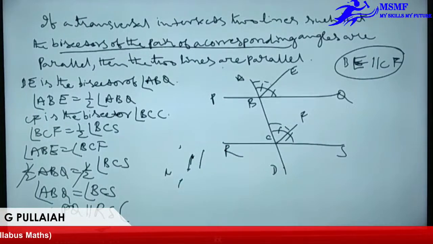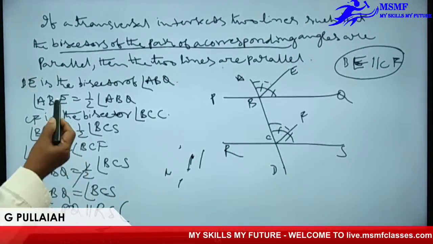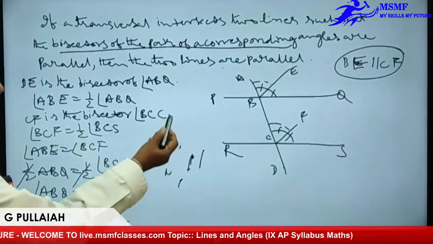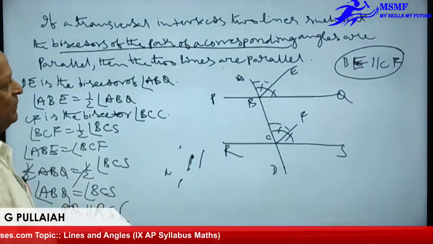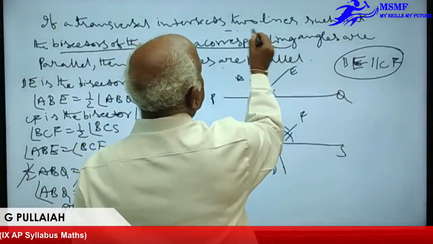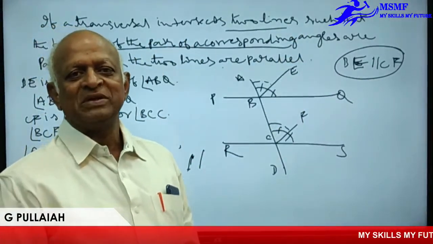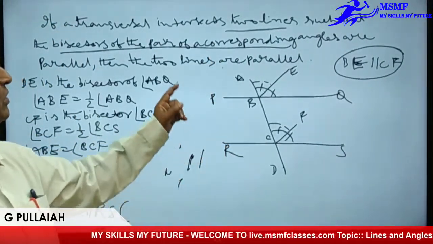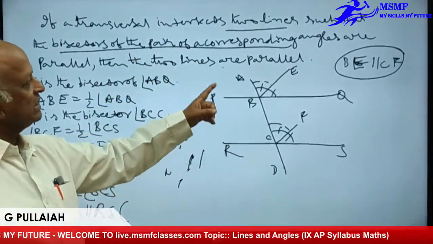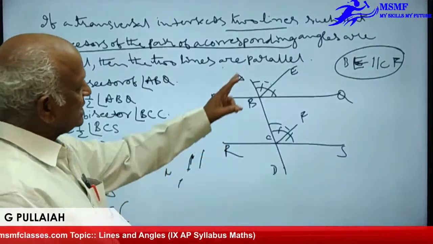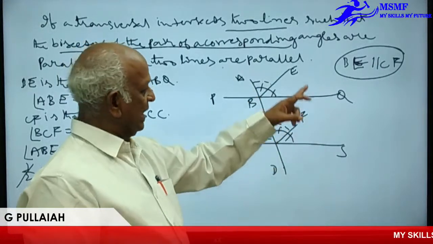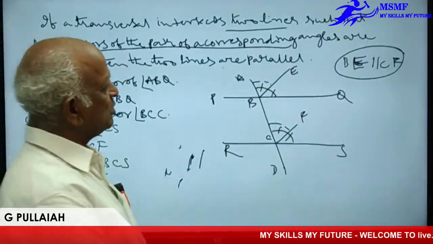Yes. Now think very carefully. What is going on here? If a transversal intersects two lines such that the bisectors of the pair of the corresponding angles are parallel, then the two lines are parallel. Remember very carefully, they told about two lines, but they didn't mention that the two lines are parallel. We have to prove that the two lines are parallel. Here ABQ is one angle and BCS is the other angle. The bisectors of the corresponding angles are parallel. This is the most important point.